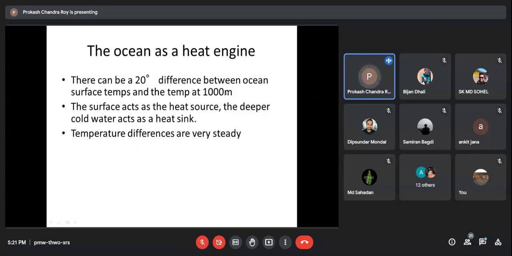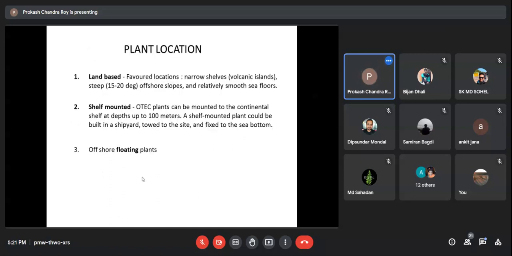That is 1000 meters. So with a 1000 meter difference, the surface will act as a heat source and the lower surface will act as a heat sink. So heat rejection will happen at the sink, and heat addition will be at the source. This temperature difference is almost steady, with no significant deviation, but mostly steady.